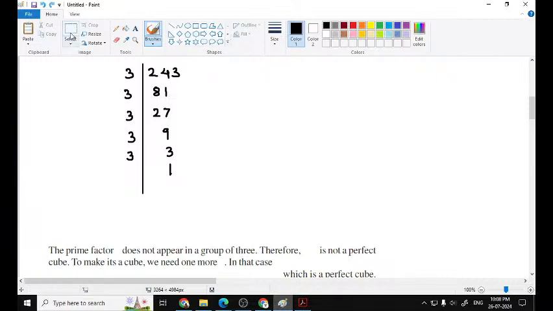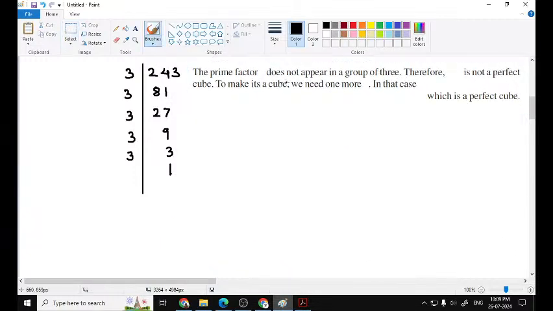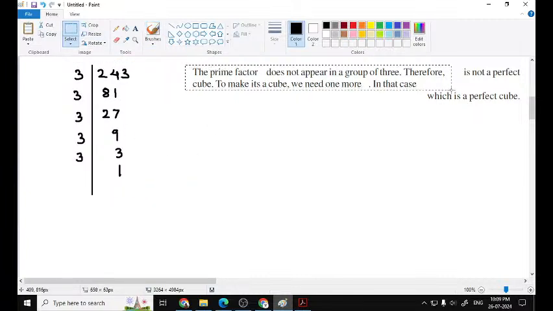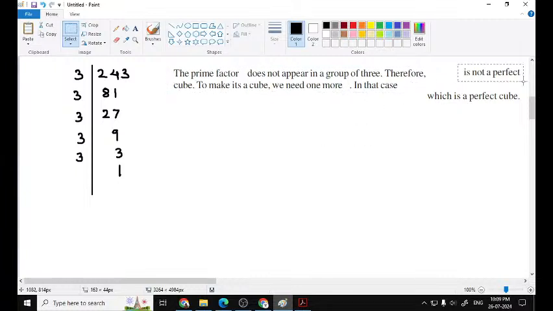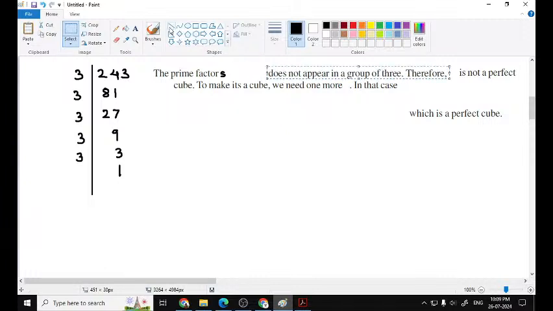Now the prime factors: there are two 3's which do not form a triplet. The prime factors 3 and 3 do not appear in a group of 3. Therefore, 243 is not a perfect cube.